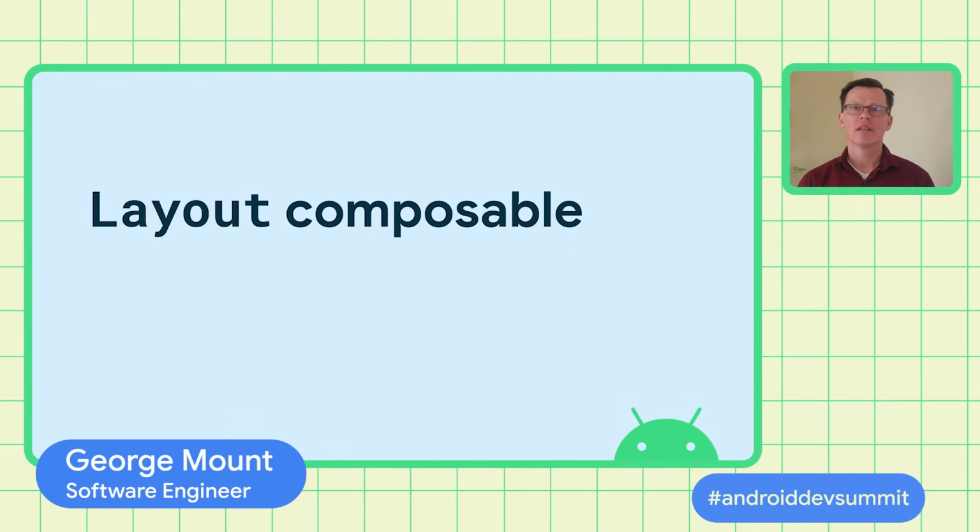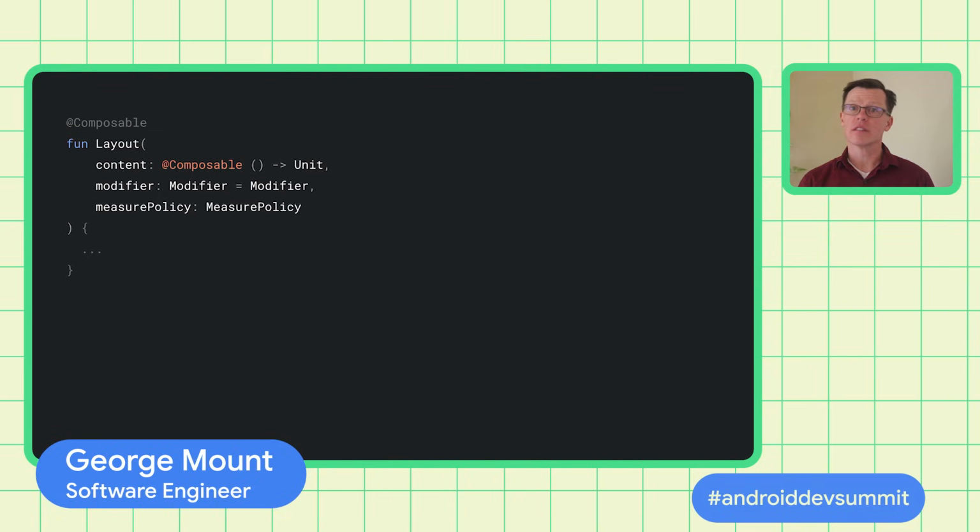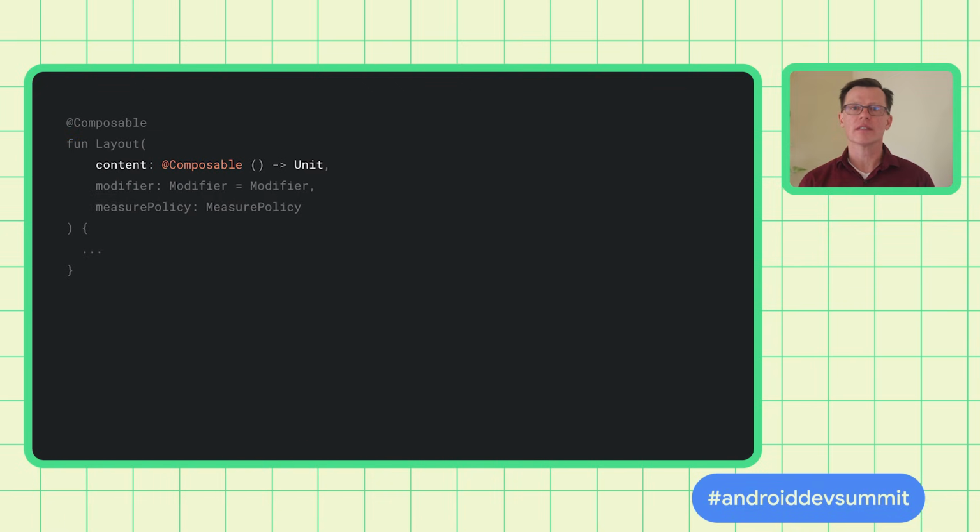Over to George to take a closer look at this. Thanks, Nick. So let's examine the layout composable to see how this works. This is the function signature. The content is a slot for any child composables. For the purposes of layout, content contains the child layouts. It accepts a modifier parameter for applying modifiers to the layout. We'll come back to this later. Lastly, it accepts a measure policy, which is how the layout measures and places items.